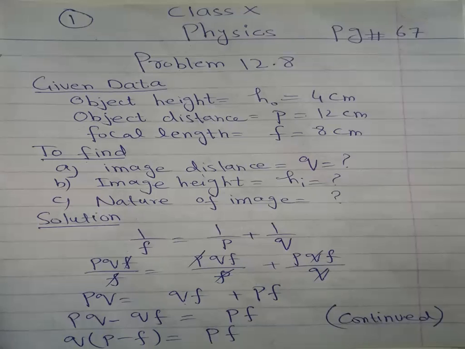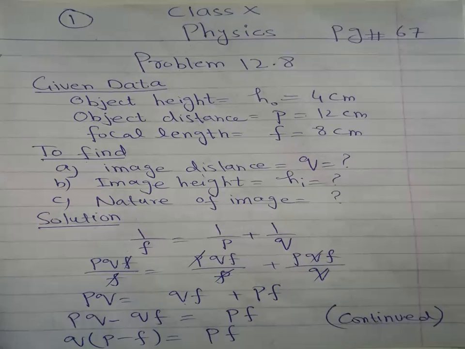I will read the statement of the numerical first. 12.8 statement: An object 4 centimeter high is placed at a distance of 12 centimeters from a convex lens of focal length 8 centimeters. Calculate the position and size of the image. Also state the nature of the image.